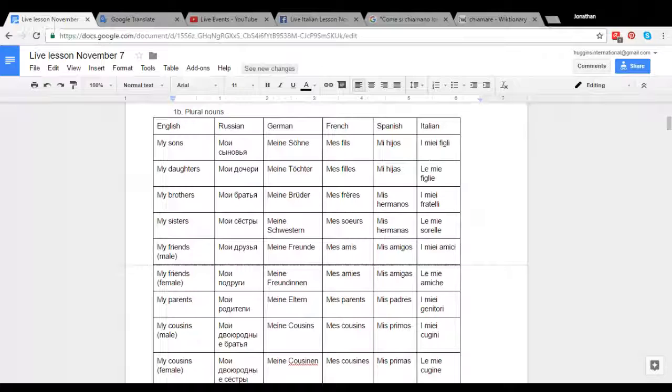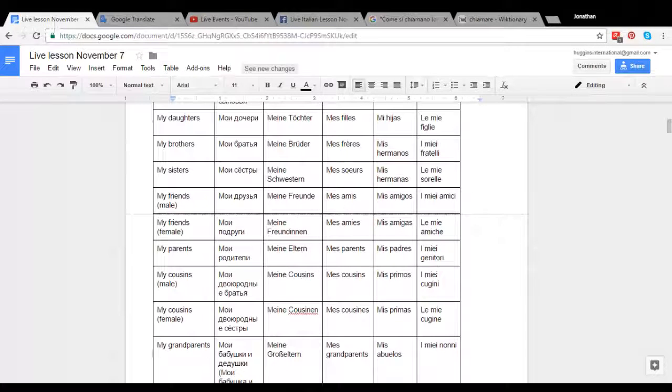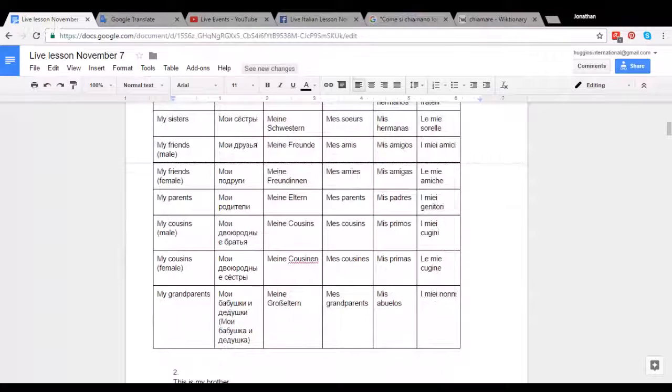So these would be: i miei figli, le mie figlie, i miei fratelli, le mie sorelle, i miei amici, le mie amiche, i miei genitori, i miei cugini, le mie cugine, i miei nonni.